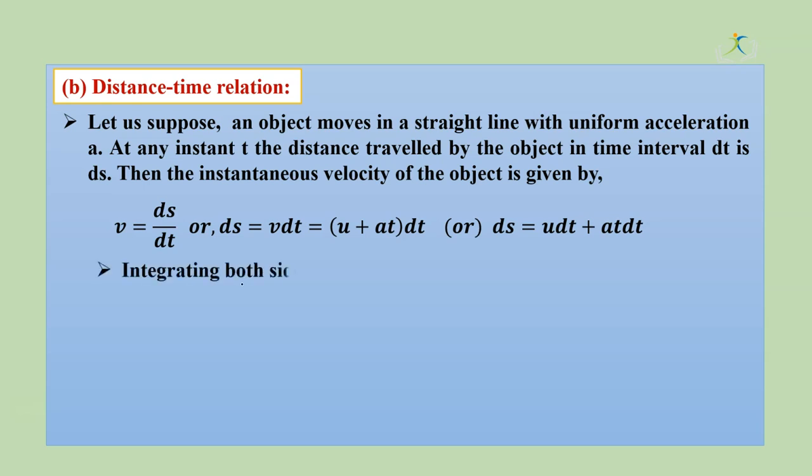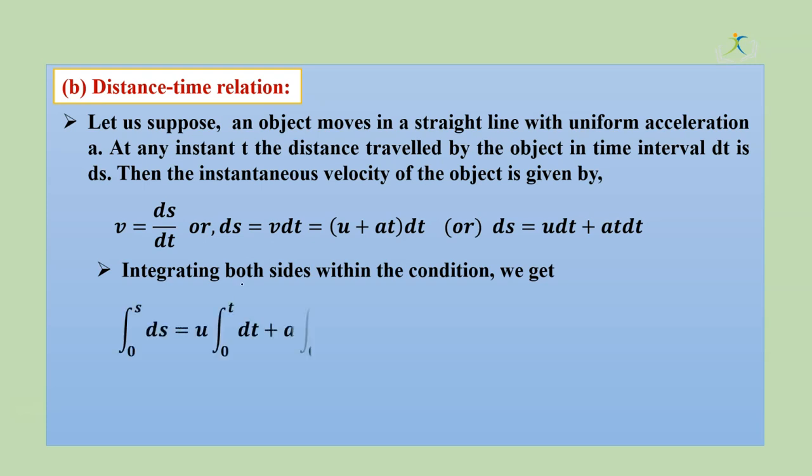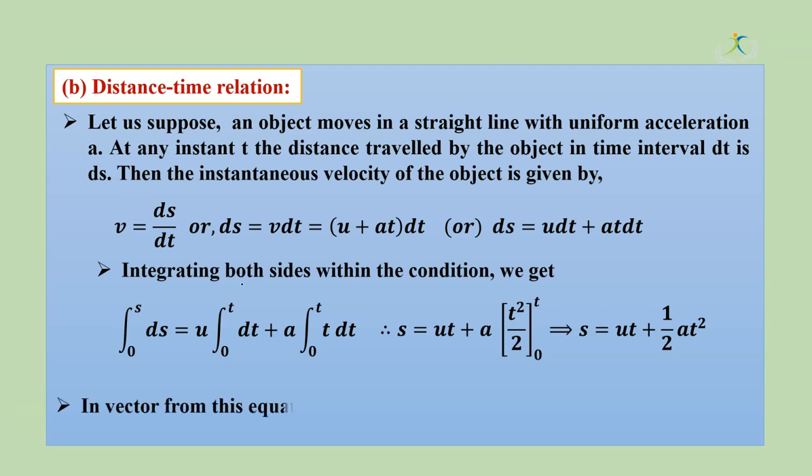From here, integrating both sides within the limits, we get the integral from 0 to s of ds is equal to u times the integral from 0 to t of dt plus a times the integral from 0 to t of t dt. After integration, we get s is equal to ut plus a t square by 2, from 0 to t. And here s is equal to ut plus half at square. Now in vector form, this equation can be written as s is equal to ut plus half at square.